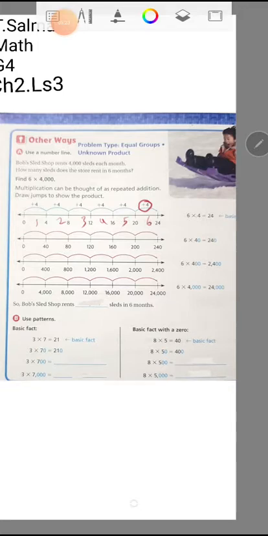Okay, now if I want to multiply 6 by 40, 40 is a tens number.